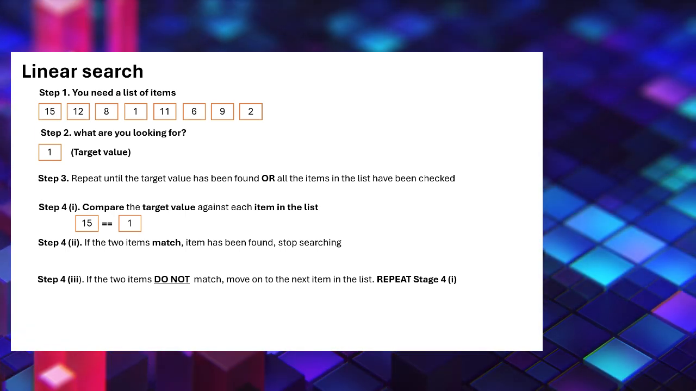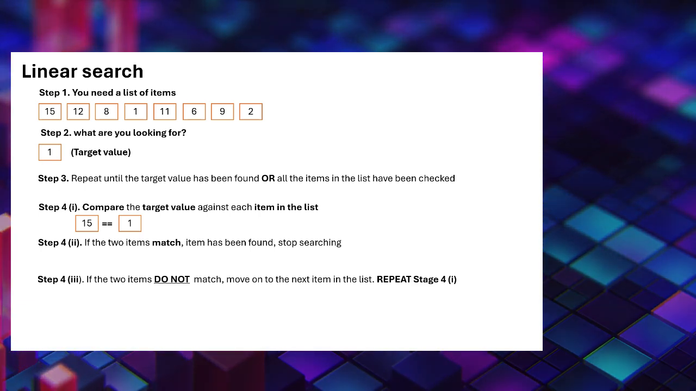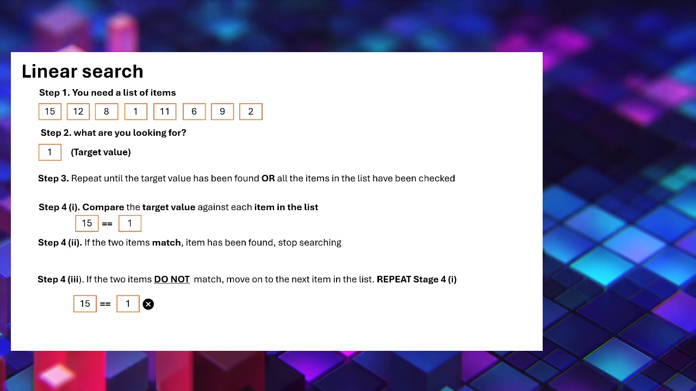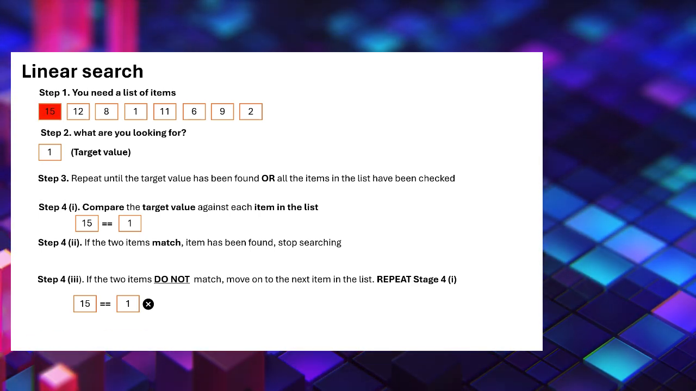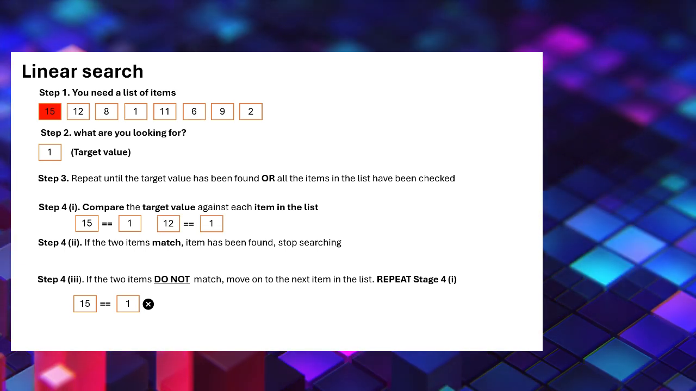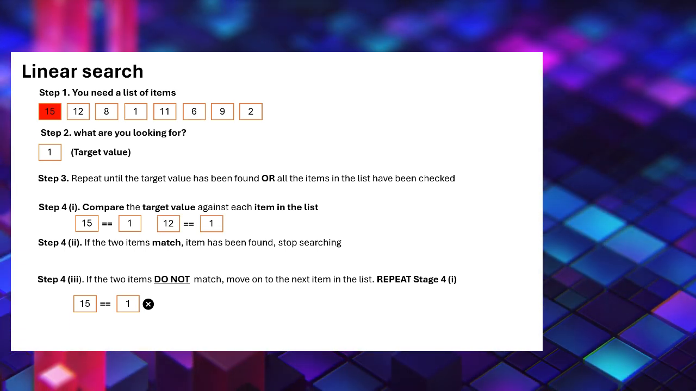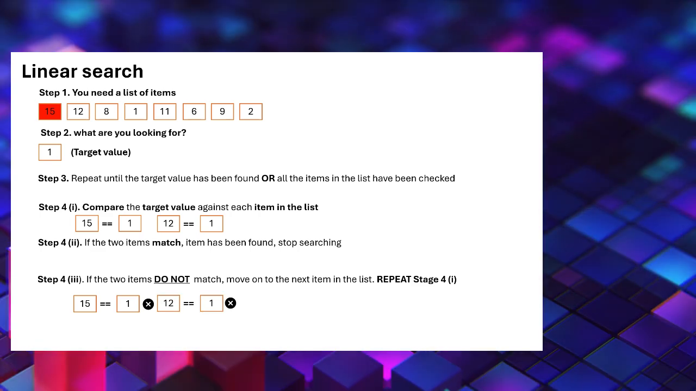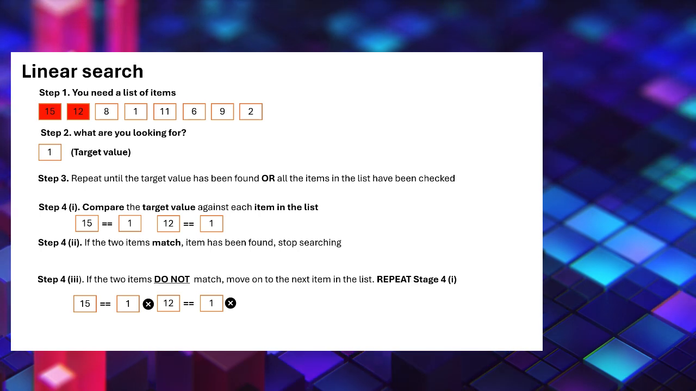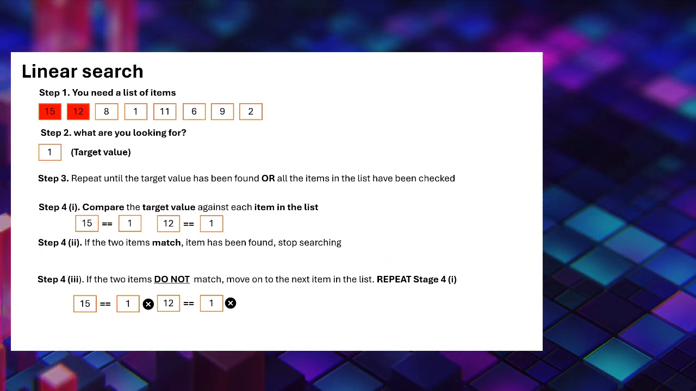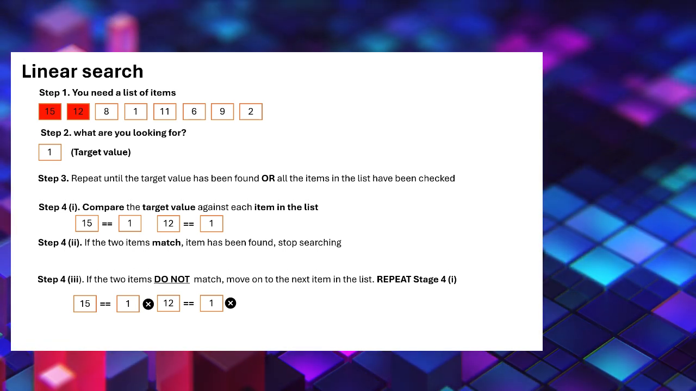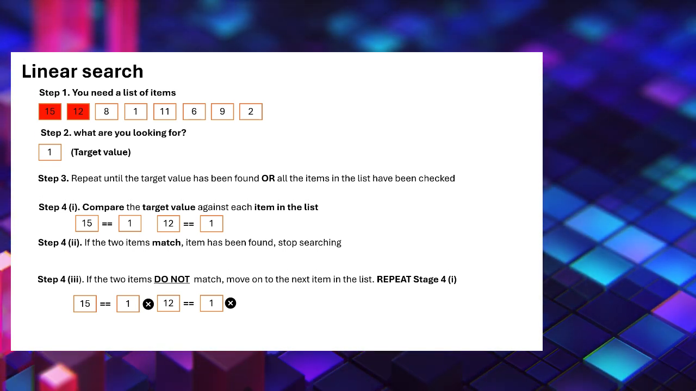So we use double equals here. So 15 equals 1? No, it doesn't. So what we then need to do is say, okay, we've done 15. We need to move on to the next item. We look at 12. We compare 12 to 1. Again, it does not match. So 12 is out. And we repeat this process over and over again. And as you can see, it's quite a long process comparing each item against the target data. But we're going to carry on anyway.